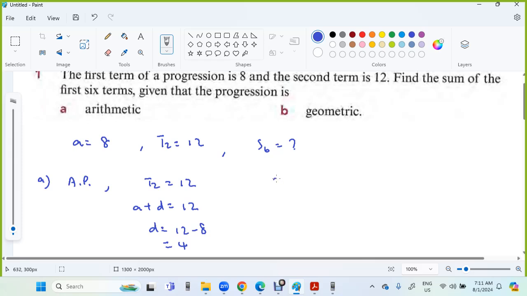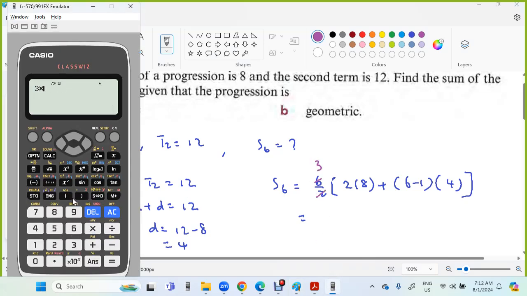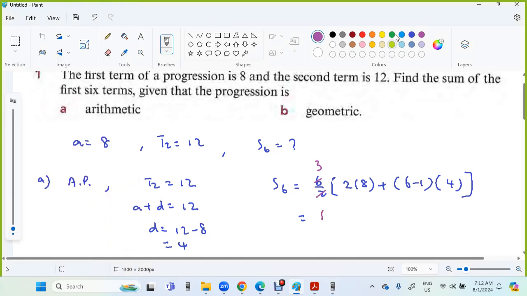So the sum of the first six terms is 6 over 2, times 2 times 8 plus 6 minus 1 times 4. So we have 3 here, so 3 times 16 plus 20. So it's 108.